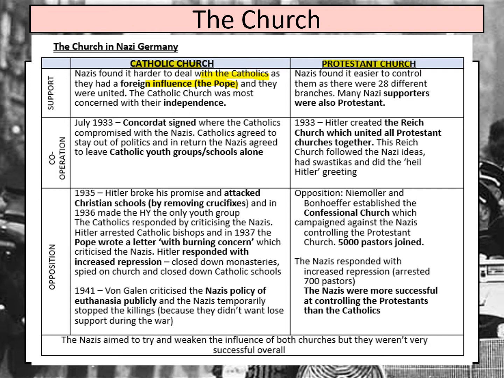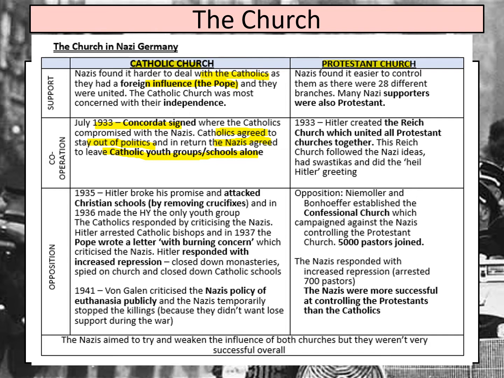So at first, the Nazis cooperate and compromise with the Catholic Church. In July 1933, they signed the Concordat, which you might remember from when we looked at how Hitler became a dictator. This was an agreement between the Catholic Church and the Nazis, where the Catholics agreed to stay out of politics and get rid of their Centre Party, and in return, the Nazis agreed that they would leave Catholic youth groups and schools alone. So it was this compromise that was made at first.